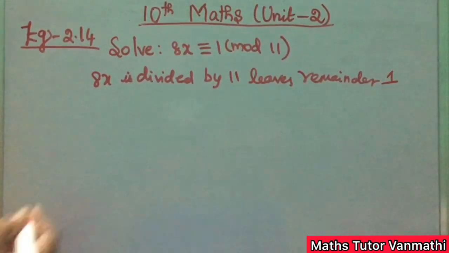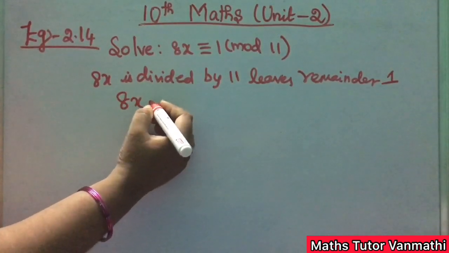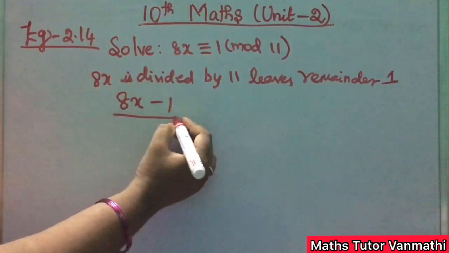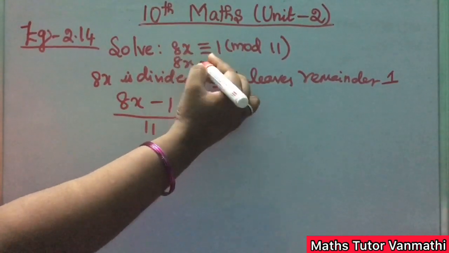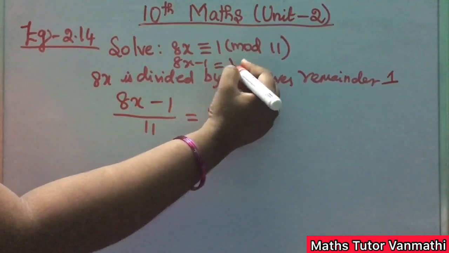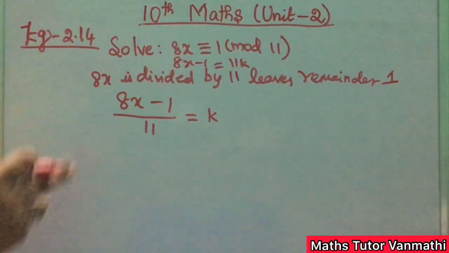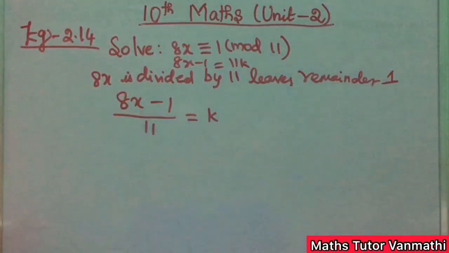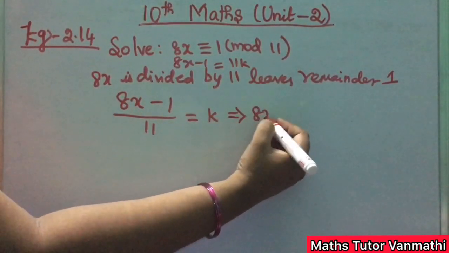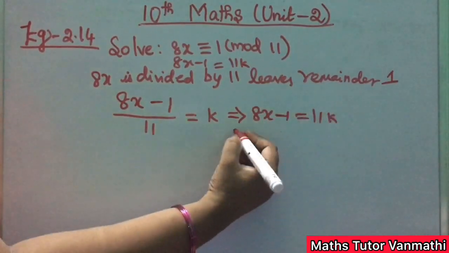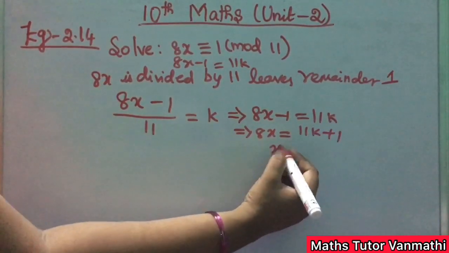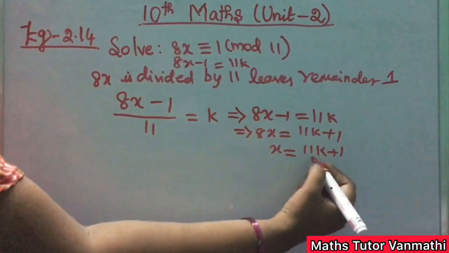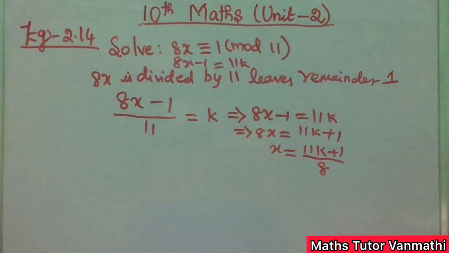Okay, and from this we can write (8x minus 1) divided by 11, which is equal to k. That is, this can be written as 8x minus 1 is equal to 11k. Okay, so 8x minus 1 by 11 is equal to k, and further this is written as 8x minus 1 equal to 11k. This can be written as 8x is equal to 11k plus 1 and x is equal to (11k plus 1) divided by 8. Okay, now we are going to put the values for k.